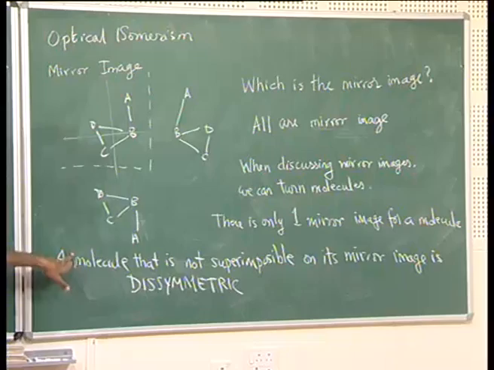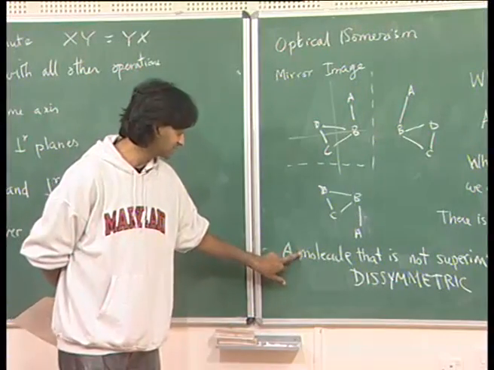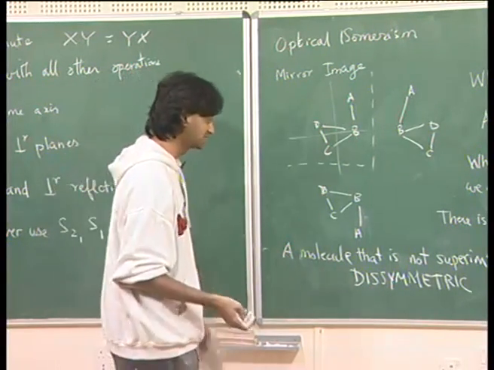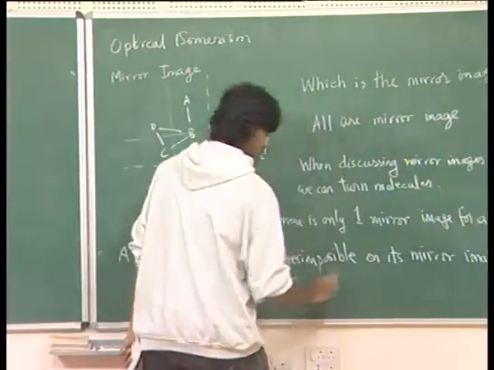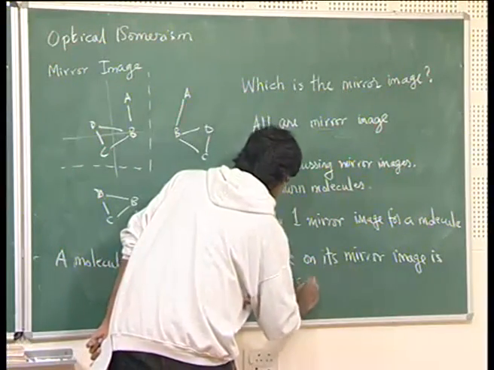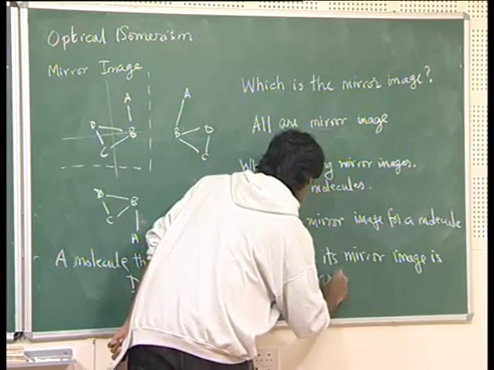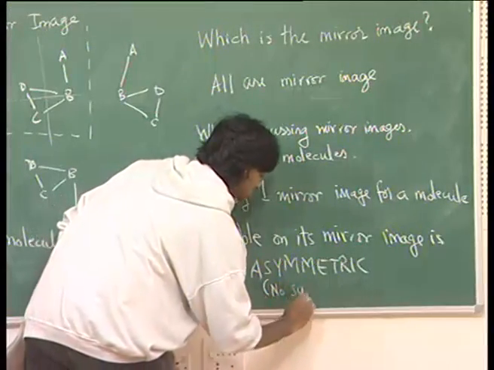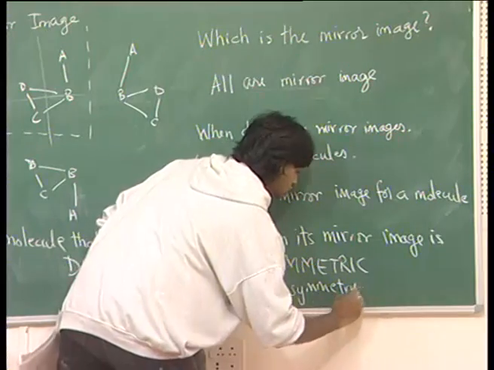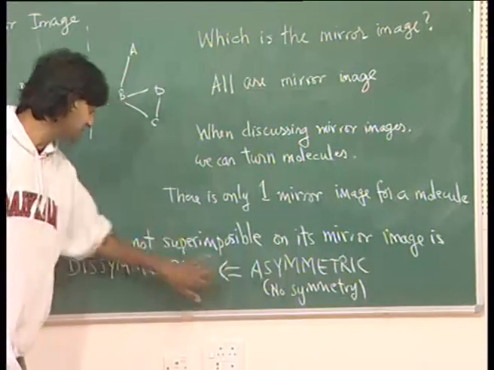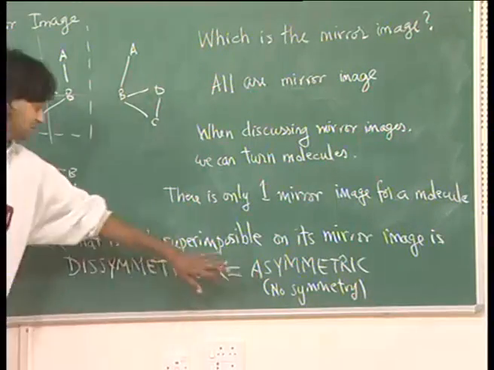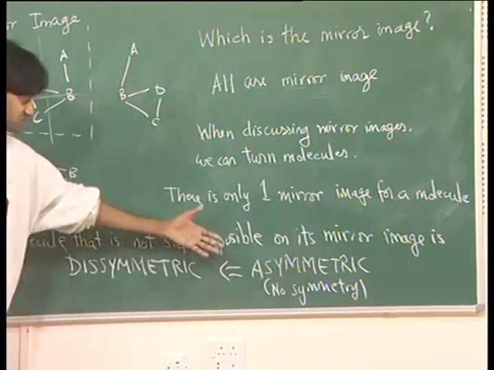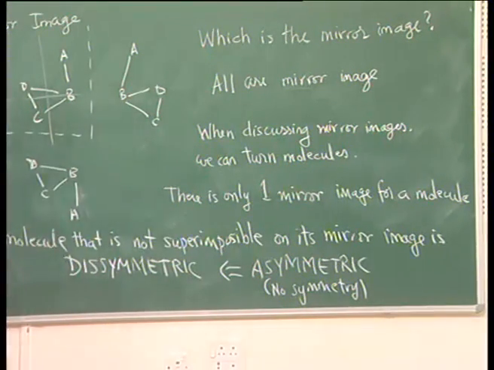This is different from the term asymmetric. Asymmetric is a molecule that does not have any symmetry element, so asymmetric means no symmetry. And asymmetric obviously implies dissymmetric, but you can have dissymmetric molecules that have symmetry elements, which are still not superimposable on their mirror image.